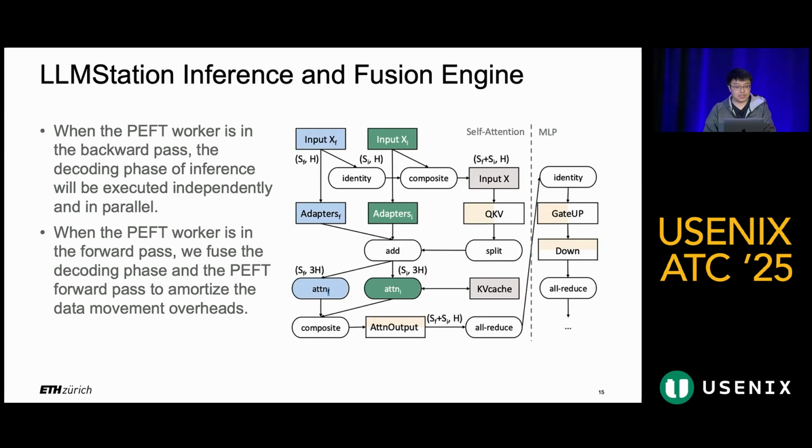We also have an inference and fusion engine, which is optimized for this scenario. When the PFT worker is in the backward pass, there's no way to fuse them, so you need to run them independently and in parallel. When the PFT worker is in the forward pass, we can fuse the decoding phase and the PFT forward pass to amortize the data movement overhead, because they share the same base model, which means you can reduce the data movement of hundreds of gigabytes from HBM to SRAM.